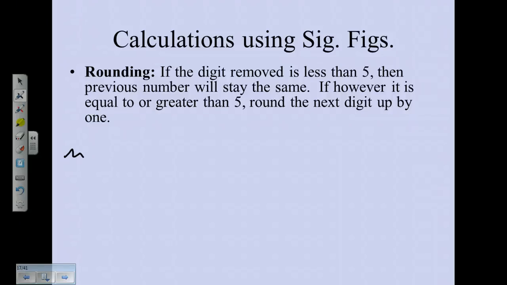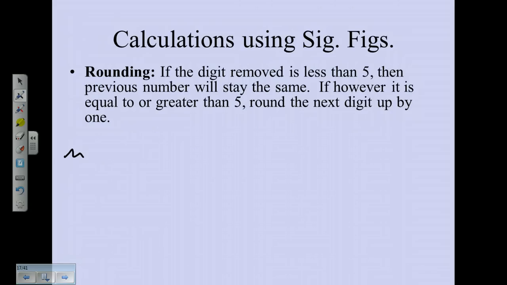Alright guys, so yesterday we learned how to count significant figures, or determine which digits in a number were significant. Tonight we're going to look at how to use significant figures when we're doing calculations. We want to start by looking at rounding, because we have to put numbers into a certain number of sig figs. This is going to require us to round. If a digit is less than 5, then the previous number is going to stay the same. If that digit is equal to or greater than 5, then we're going to round the previous digit up.